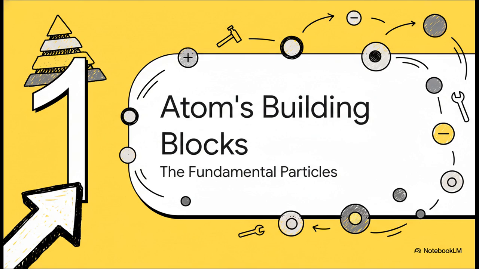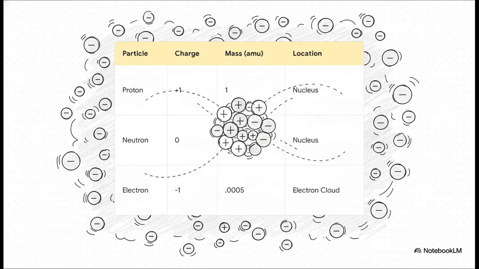Okay, so every great construction project has to start with the materials, right? And for the atom, it turns out we only need 3 fundamental particles. Let's meet the team. So it all comes down to this. In the very center, in this tiny, incredibly dense little ball called the nucleus, you've got the heavyweights, the positive protons and the neutral neutrons. Almost all of the atom's mass is packed right in there. Then, buzzing around them in this huge cloud, you've got the nearly massless negative electrons. They're the ones that create all the volume, that empty space we were just talking about.